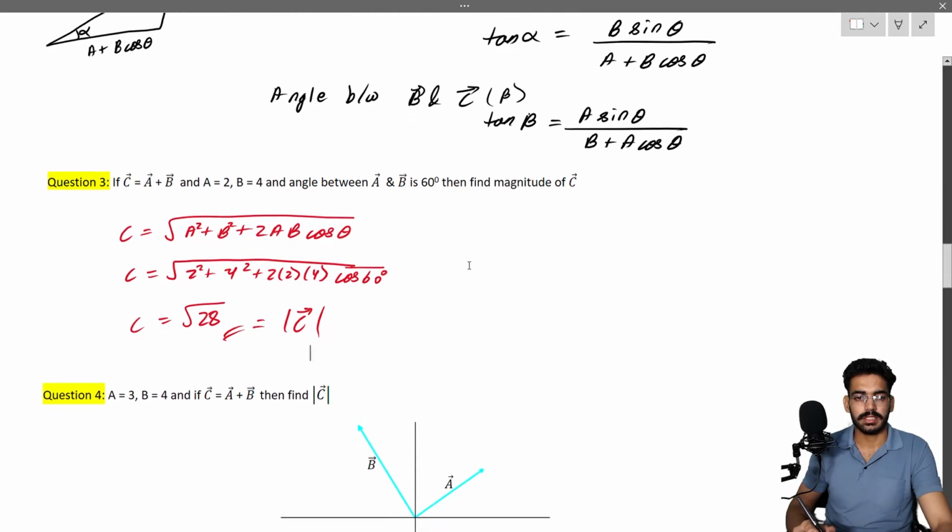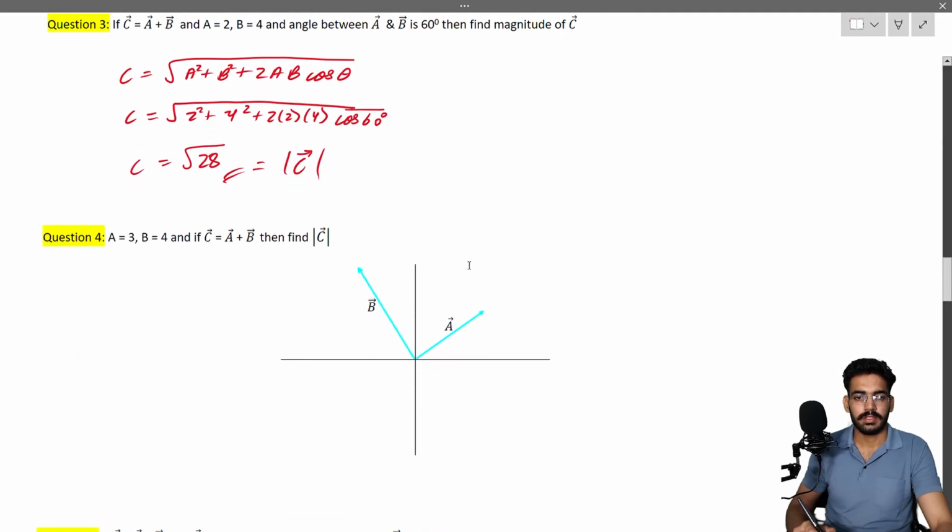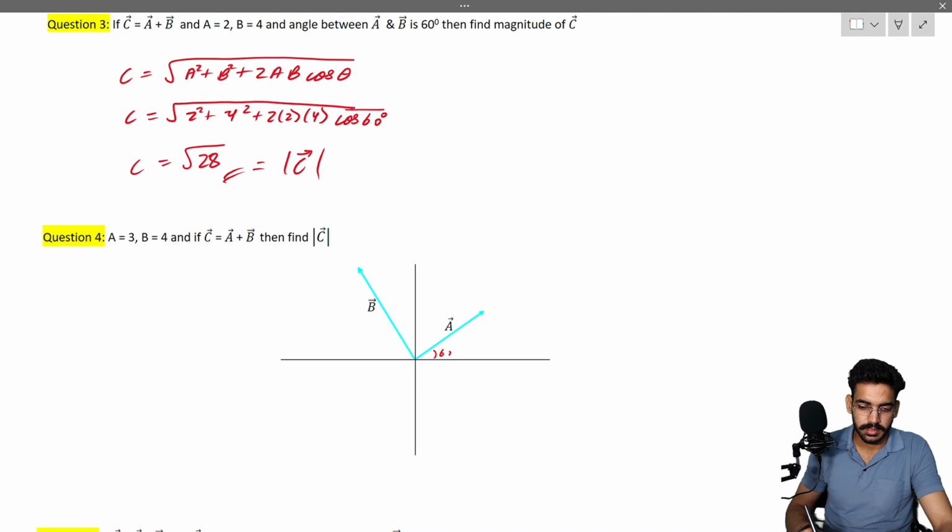Now let's go for the next thing. Let me complete the question. You have this angle as 60 degree and this angle as 30 degree. This is given in the question. Now you have to find out the magnitude of C, the resultant vector.